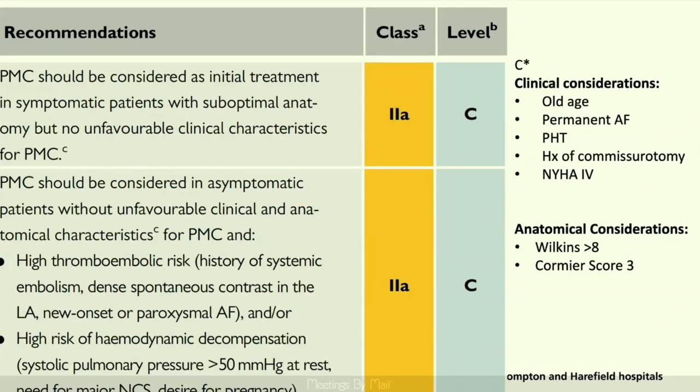However, the patients who are still symptomatic but high risk for surgery and have unfavorable anatomy, other things to take into consideration are clinical and anatomical considerations. So even Wilkins scores above 8 could be considered in some of these patients. Patients who are old, who have pulmonary hypertension, who are really unsuitable for surgery are the ones that we sometimes end up considering for valvuloplasty.